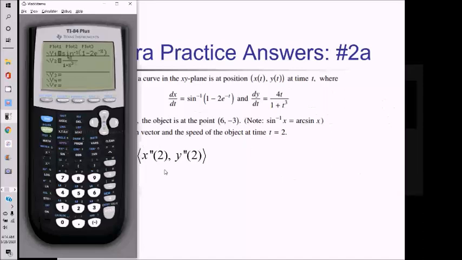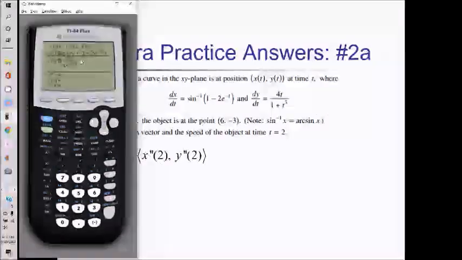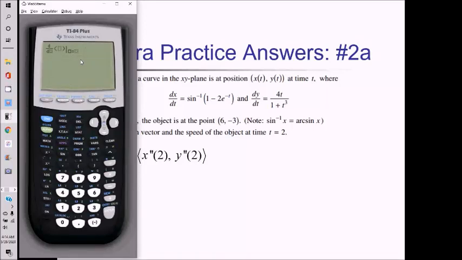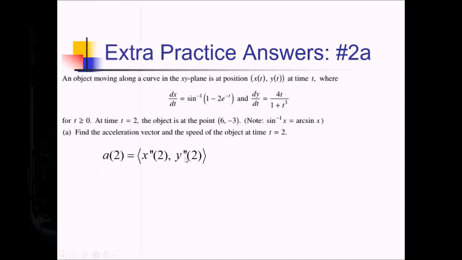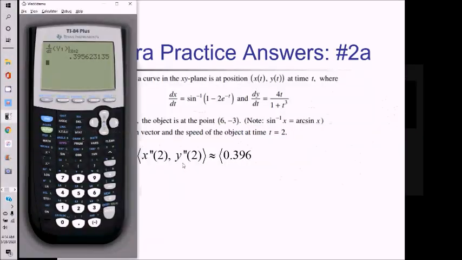So going back in there, let me quit out of my y equals, and I'm going to do math 8 to get my derivative. I'm going to do dx, and if I need the derivative of x prime, I'm going to do alpha trace y1. This will now give me x double prime, and then I'm doing that at the x value 2 to get the value about 0.396.